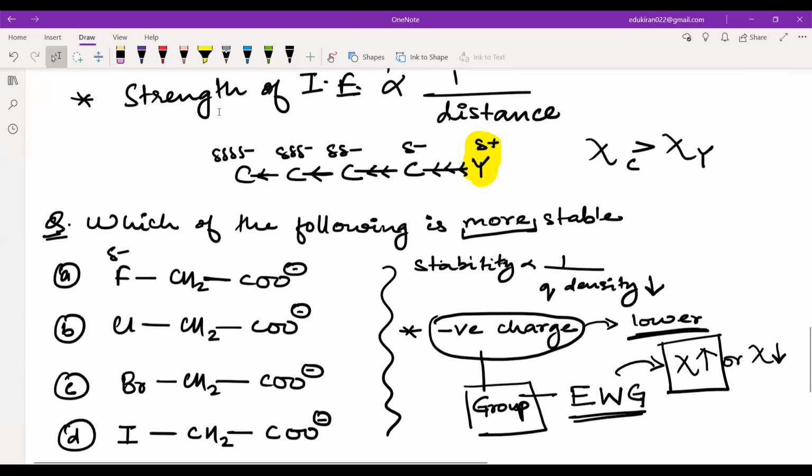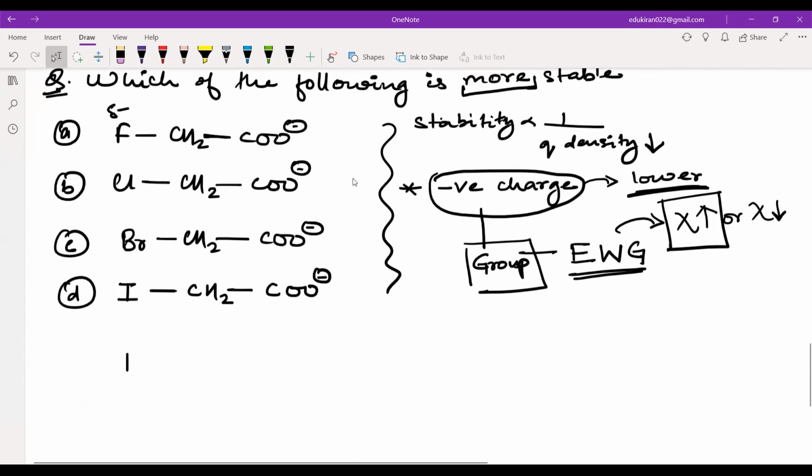Now, if I compare fluorine, chlorine, bromine, and iodine, then fluorine has the highest electronegativity. That means it can pull and distribute the charge over the whole molecule most effectively, followed by chlorine, bromine, and then iodine. If this is the order of electronegativity and electron withdrawing tendency, then A is most stable. All of you understood this? Yes or no? Yes, sir. Okay, please write this down.